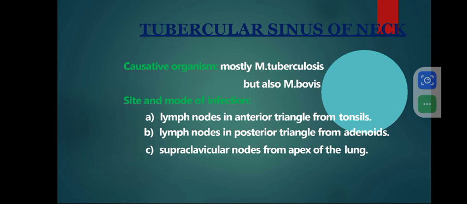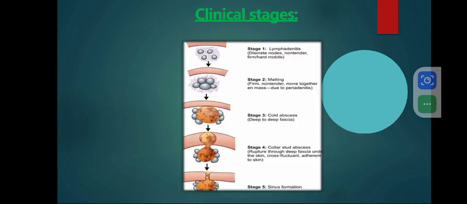Causative organism: mostly it is tuberculosis, but also M. bovis. Site and mode of infection: lymph nodes in anterior triangle from nostrils, lymph nodes in posterior triangle from adenoids, supraclavicular nodes from apex of the lung. Clinical stages: Stage 1, lymphadenitis, discrete nodes, non-tender, firm, hard, mobile. Stage 2, matting, firm, non-tender, move together as a mass due to periadenitis.